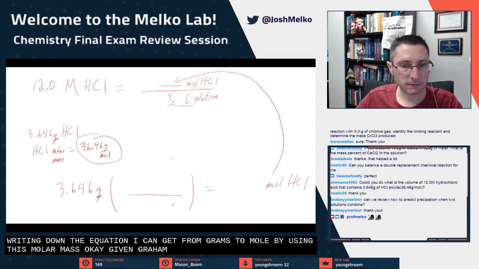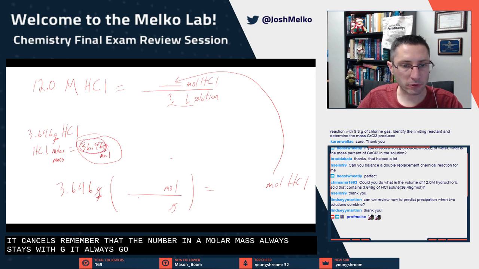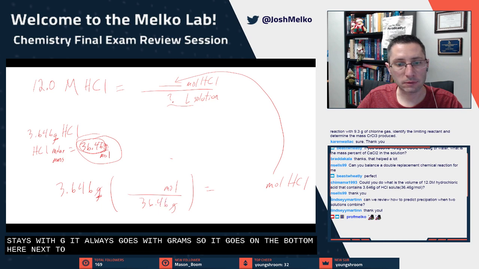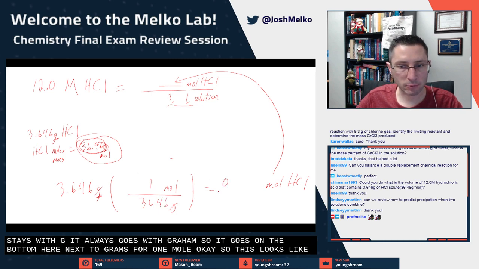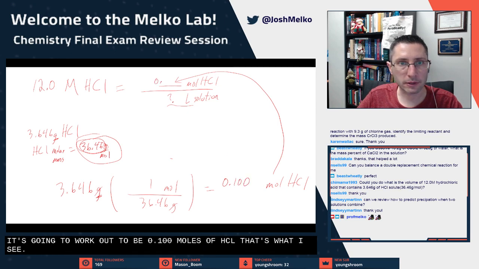Okay, given grams, g goes on the bottom so that it cancels. Remember that the number in a molar mass always stays with g. It always goes with grams, so it goes on the bottom here next to grams per 1 mole. Okay, so this looks like it's going to work out to be 0.100 moles of HCl. That's what I feed up here into this equation.